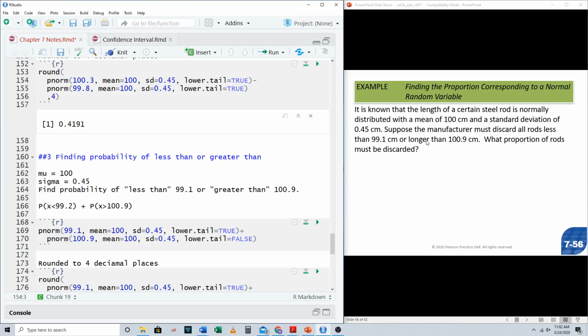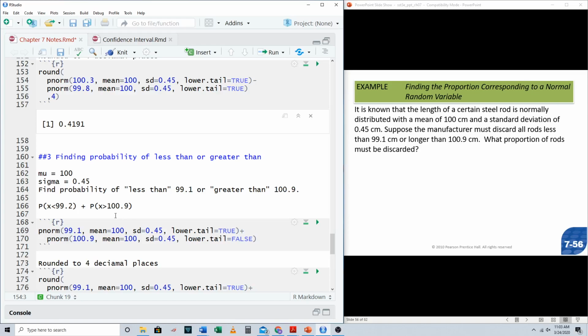They want to know what's the proportion. Again, probability, proportion, percent, area, they're all the same thing. Every single one of these could be any one of those. It just depends on what they want to know. Again, probability, proportion, percent, and area are the same thing.